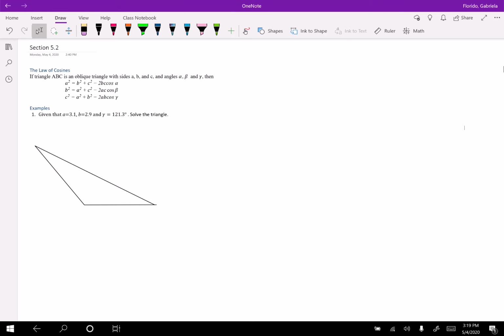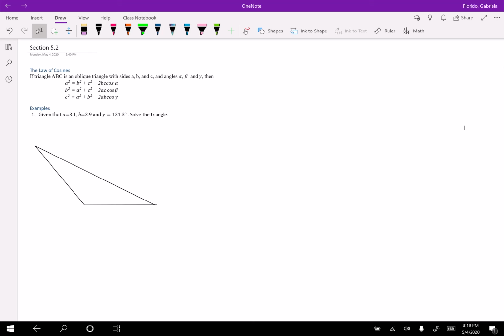Today I'm going to talk about section 5.2, which is the law of cosines. If a triangle ABC is an oblique triangle with sides little a, little b, and little c, and angles alpha, beta, and gamma, then the following are true.